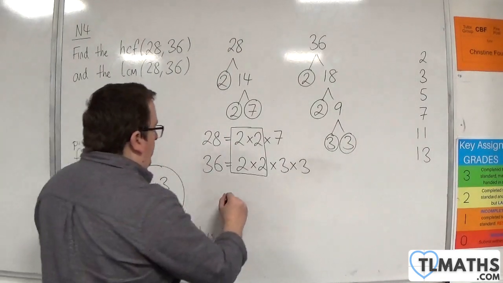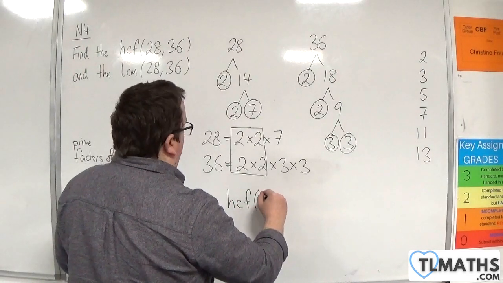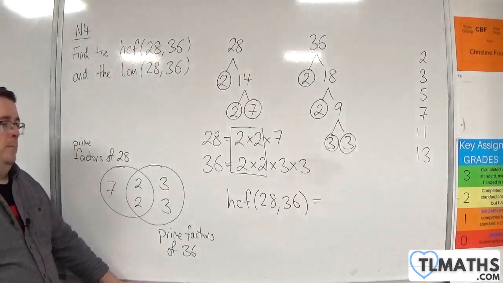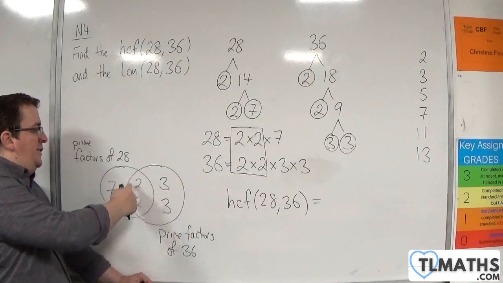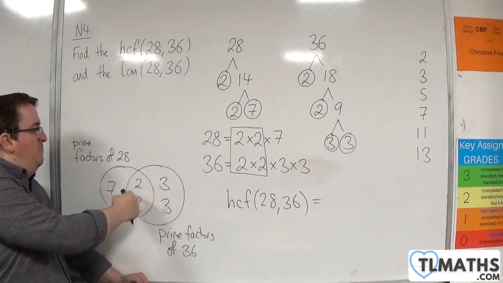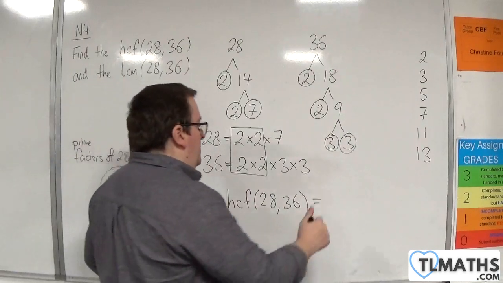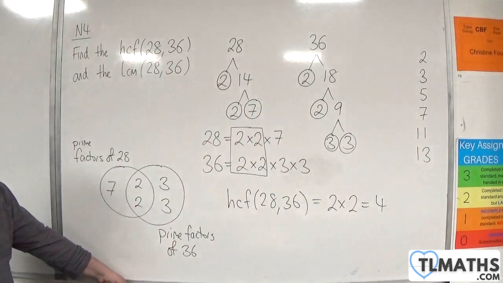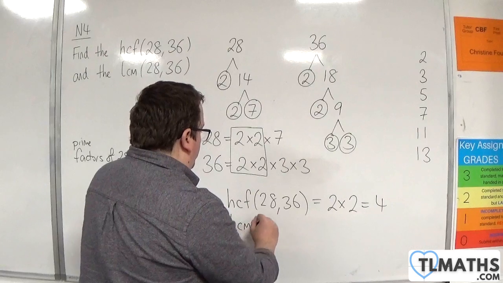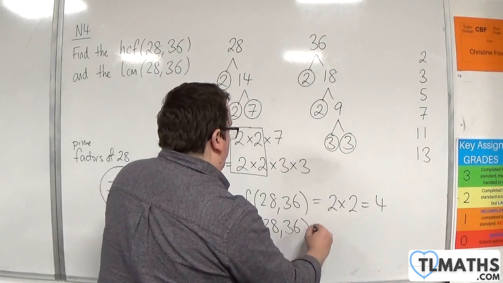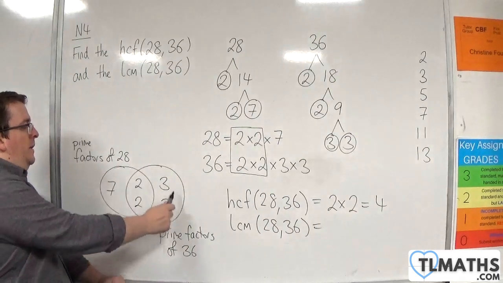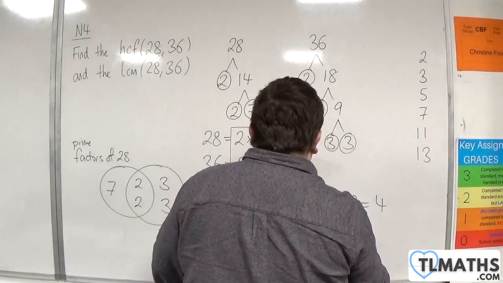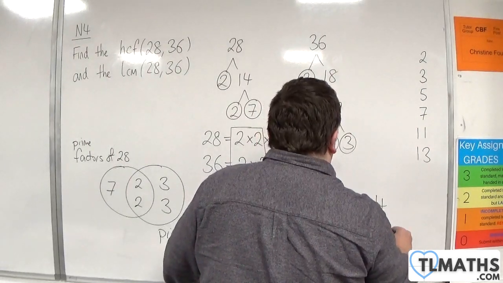So, what is the highest common factor of 28 and 36? Well, that can be found by finding the product of the intersection, the overlap. So if you multiply those two numbers together, you get the highest common factor. So 4. And the lowest common multiple of 28 and 36 is actually the union. So it's all of those numbers multiplied together. So we have 7 times 2 times 2 times 3 times 3.